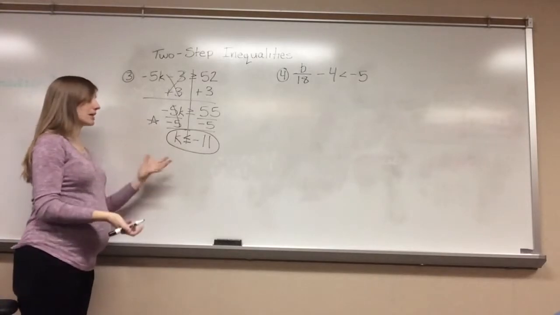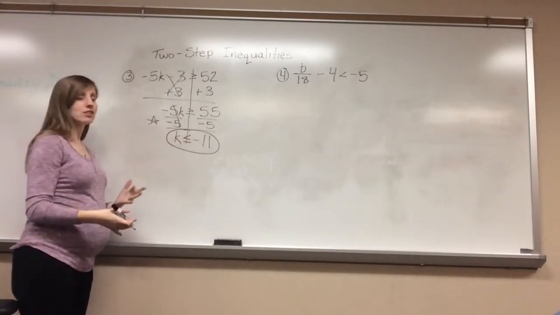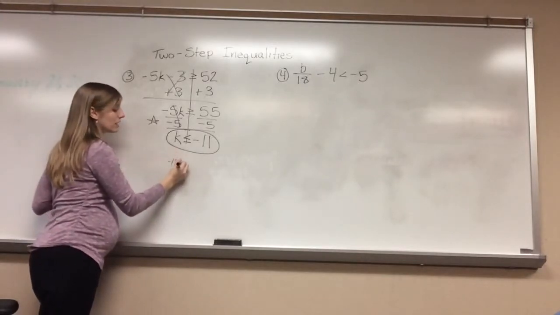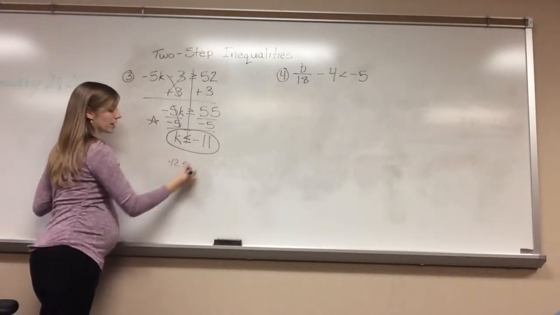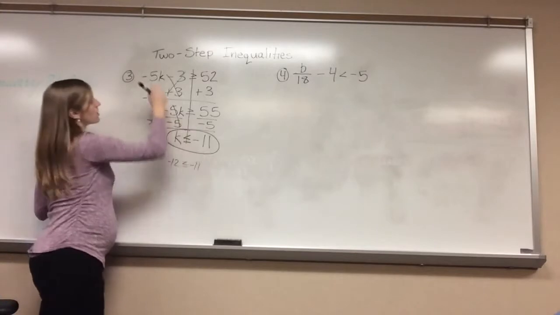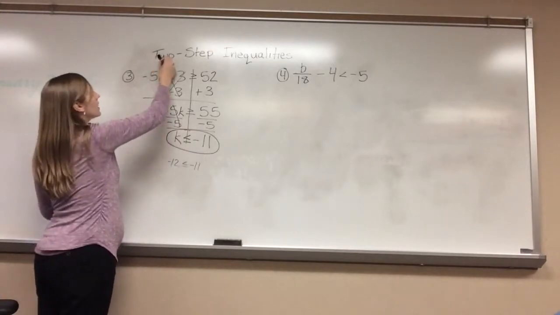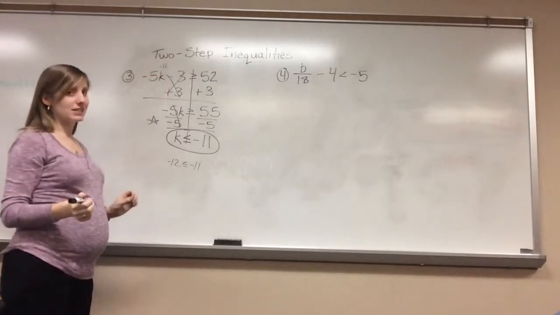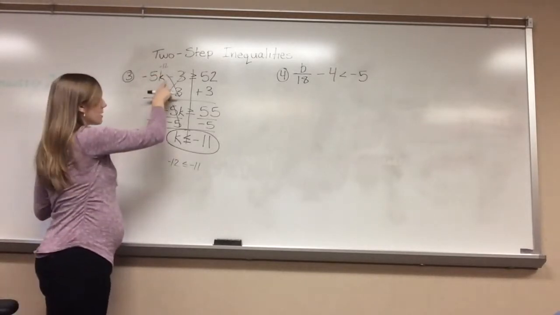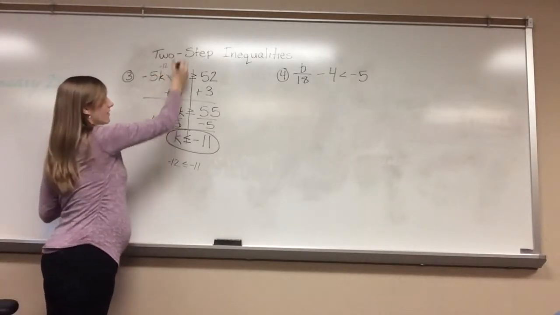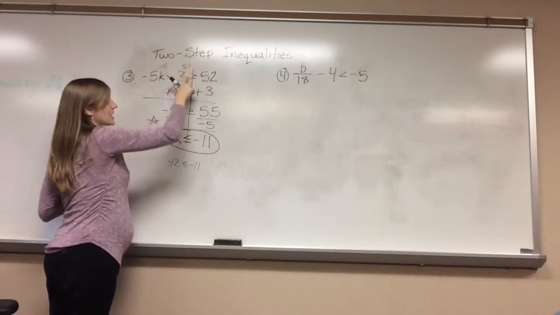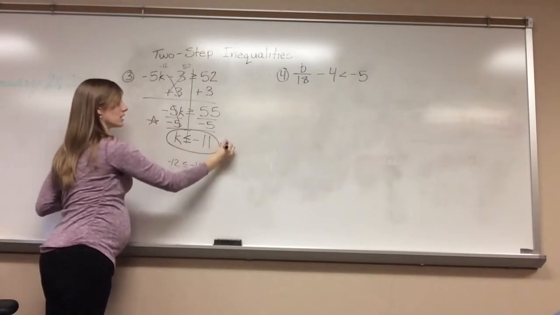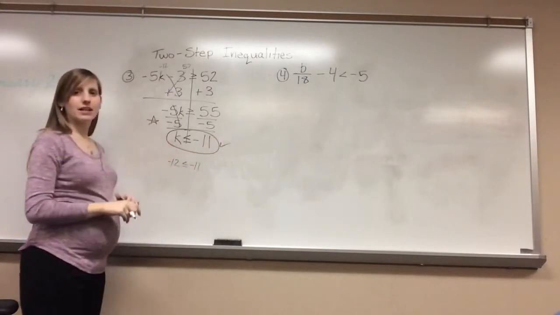And from there, I just pick a number that's smaller than negative 11 to try it out. So I'm going to go with negative 12. Negative 12 is smaller than or equal to negative 11. So if I plug that in here, negative 5 times negative 12 is positive 60, and 60 minus 3 is 57. 57 is greater than or equal to 52. That works out, so my inequality is good. I flipped the sign correctly.